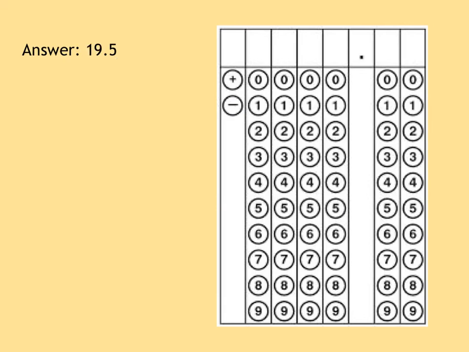So if my answer is 19.5, well, this time I actually do have a decimal in there, so I'm just going to work around the decimal. So I have my 5, and the 9 and the 1, and then I bubble it in. 19.5. And this is what I would need to put in order to get it correct.